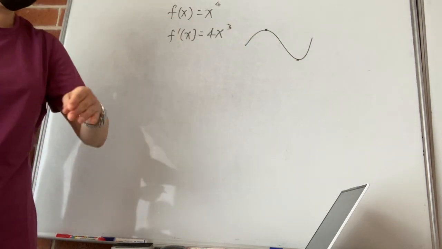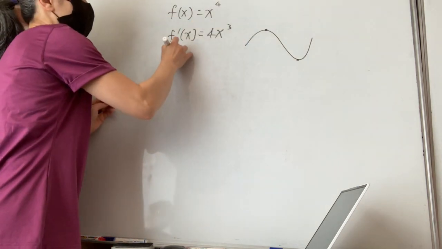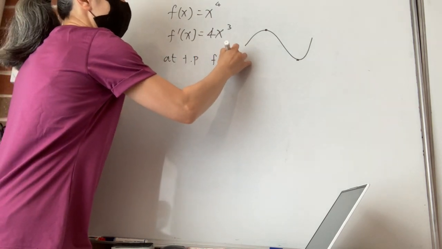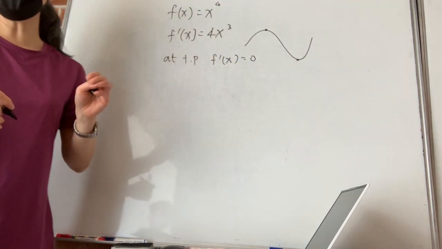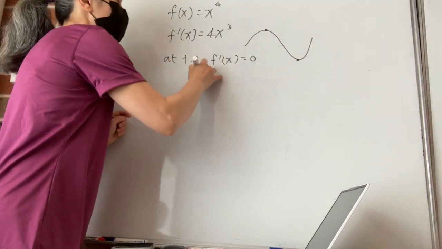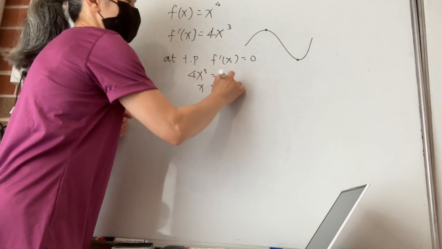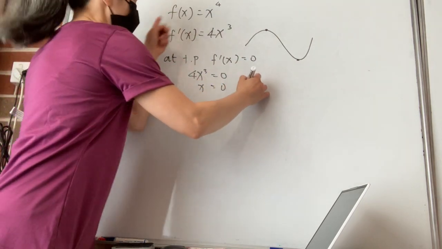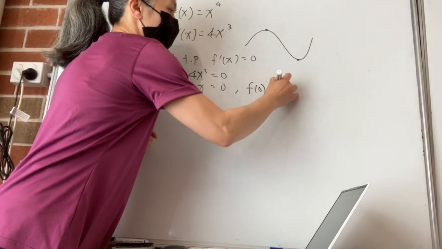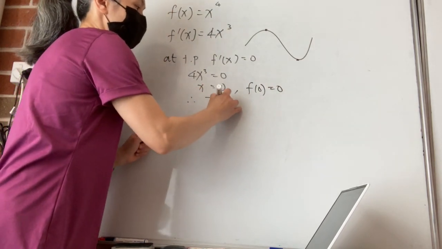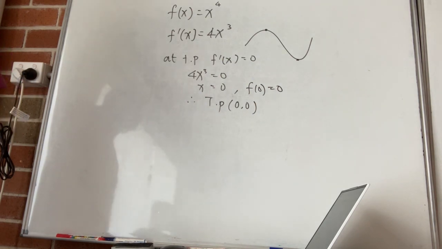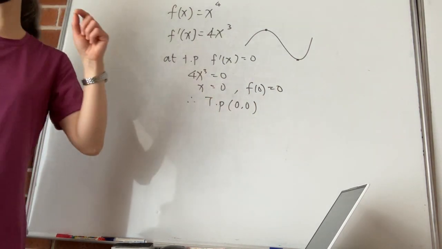So if the question wants you to find the turning point, you say that at the turning point, f dash of x equals 0, and then you solve it. So you have 4x cubed equals 0, so of course x equals 0. Because you are looking for a point, you need the y as well. If I sub it in here, f of 0 gives you 0. So therefore your turning point is that. So far so good.